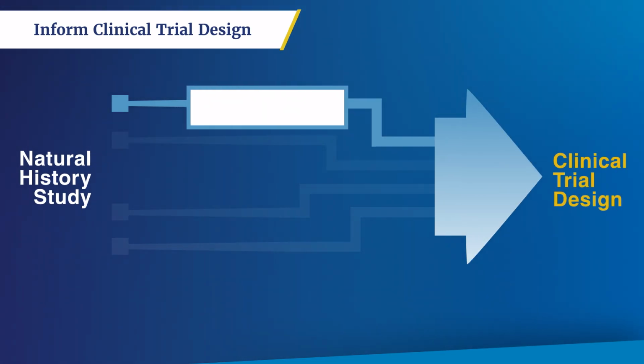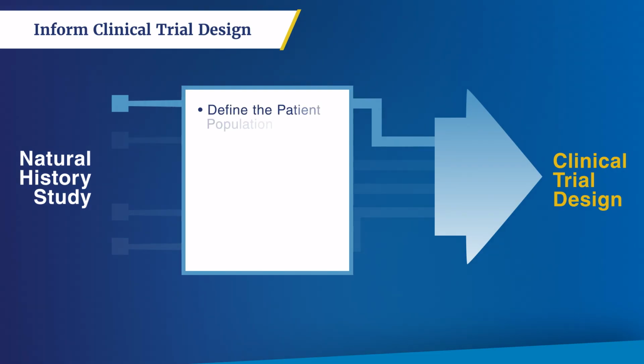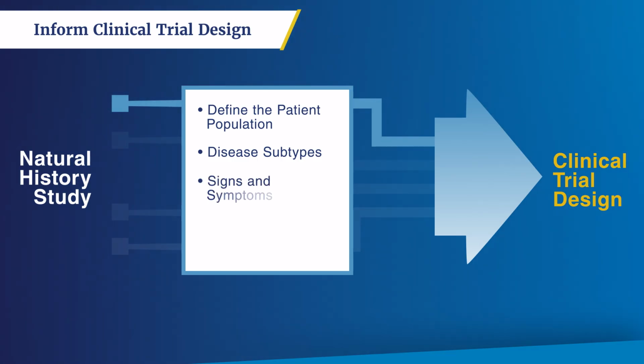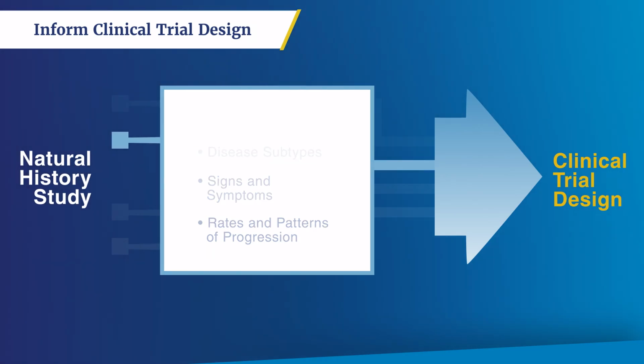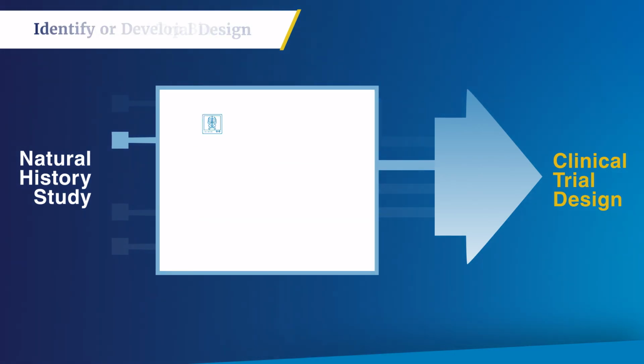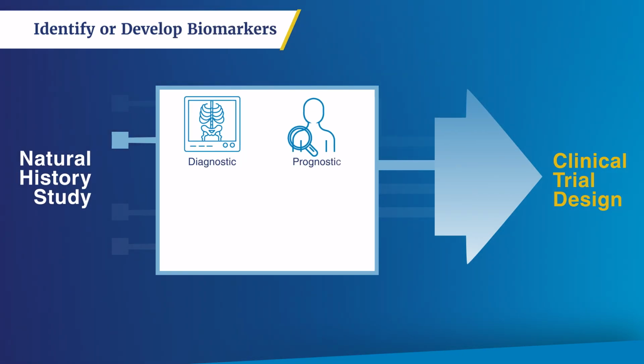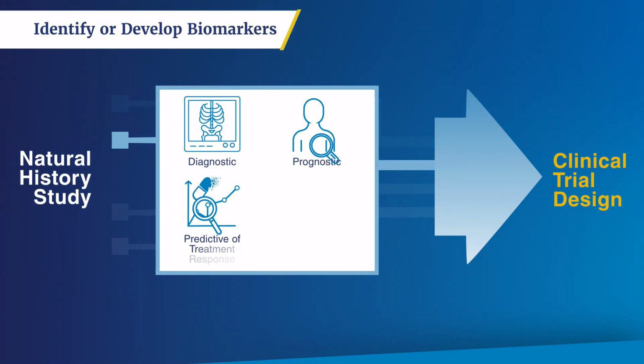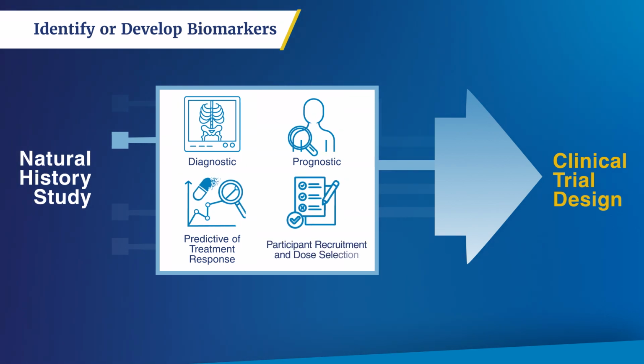A natural history study can help define the patient population for a trial. Information about disease subtypes, signs and symptoms, and rates and patterns of progression are useful in informing trial design. It can help identify or develop biomarkers that can be diagnostic, prognostic, or predictive of treatment response and durability. It can also be useful in guiding participant recruitment and dose selection.